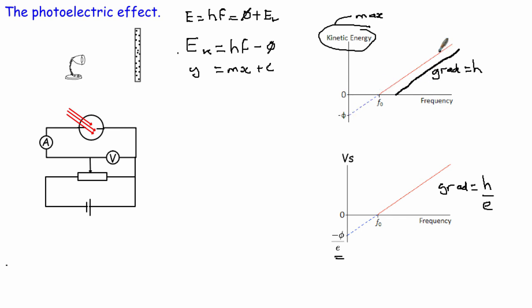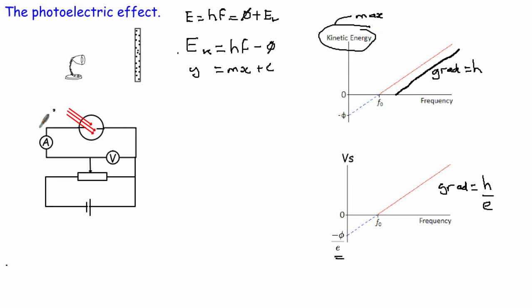The red line shows what happens with something that has a lowish threshold frequency, and a line like this is a metal with a higher threshold frequency, so a higher work function, but the gradient is still Planck's constant. Now, measuring the kinetic energy is a little bit tricky, but we can do this now because we've met equations that allow us to do this.